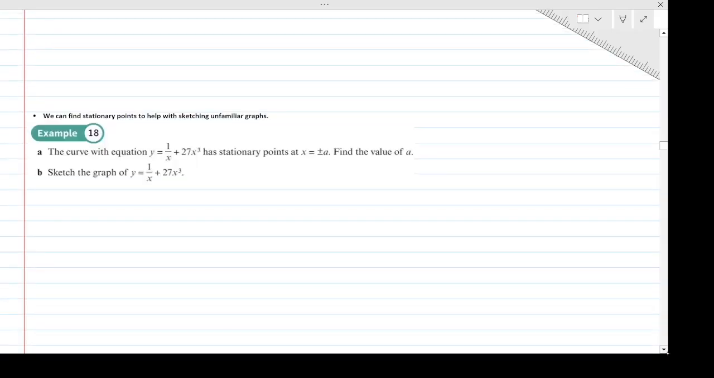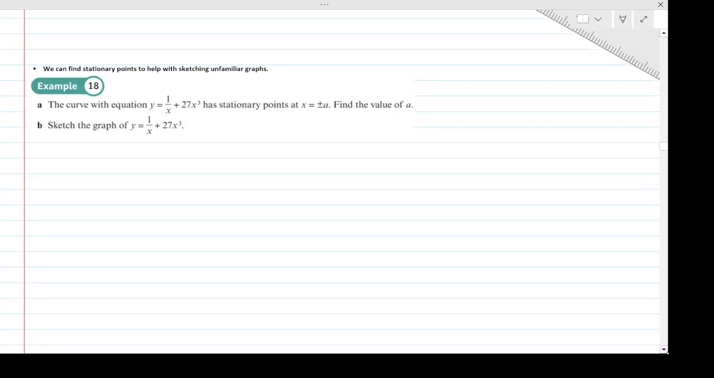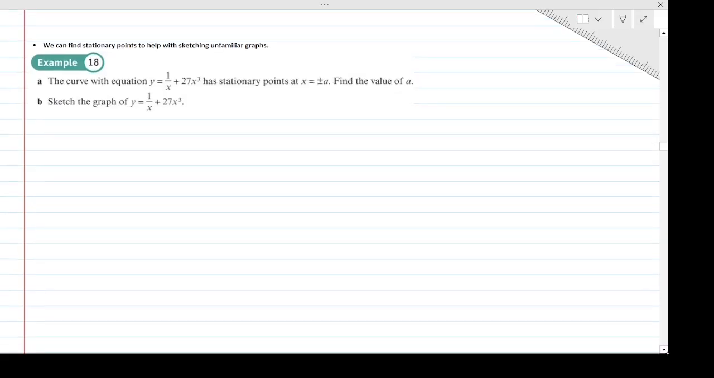We can also then use stationary points to help with sketching graphs, right? So first of all, we are given the curve has the equation y is 1 over x add 27x cubed. We're firstly asked to find the value of a, right? Well, if it's a stationary point, we should consider differentiating it and setting it to 0, because then dy/dx would equal 0 for it to be stationary.